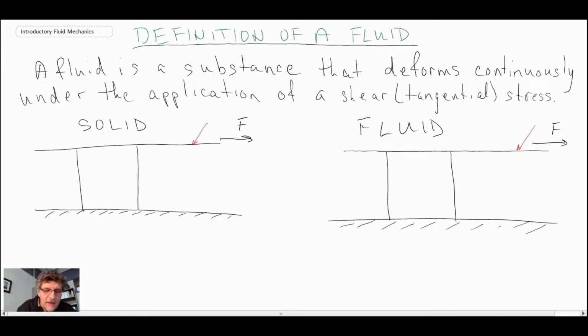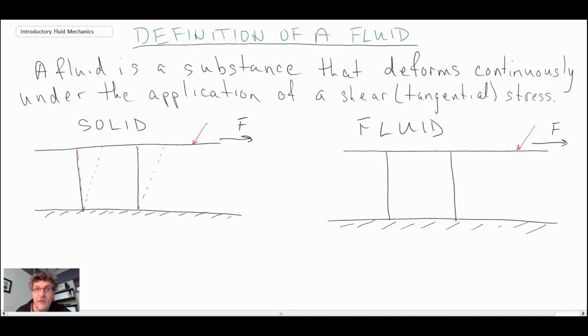Now in the case of a solid, we've probably done similar experiments, but assuming that the solid remains in what we call the elastic deformation zone, you'll find that the solid will shear something like this. And if you were to remove the force, the solid would return back to its original shape. So that is what would happen with the solid.